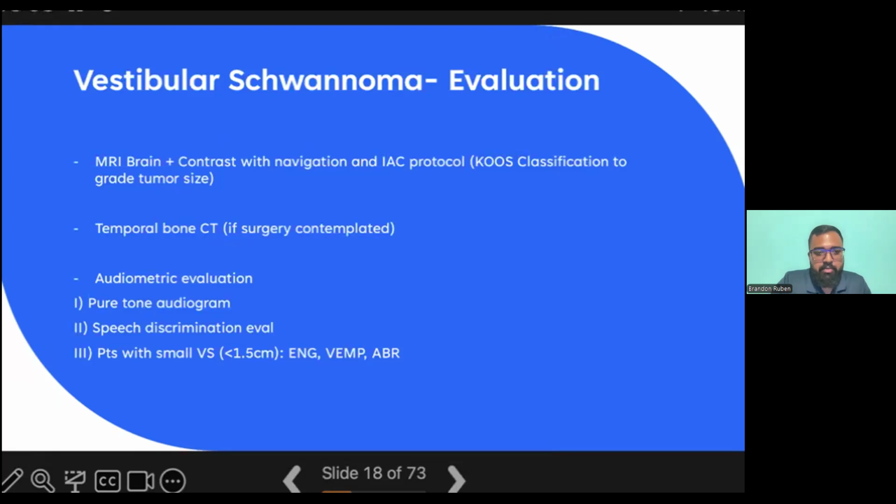In patients with small vestibular schwannoma, which is less than 1.5 centimeters, certain other specialized hearing or audiometric evaluation can be used, such as ENG, which stands for electronystagmography, which only tests the horizontal semicircular canal and assesses the superior vestibular nerve that innervates it. Vestibular evoked myogenic potential, VEMP, which assesses the inferior vestibular nerve by imparting acoustic energy to the saccule, independent of hearing, and can be done even in deafness from profound sensorineural hearing loss.